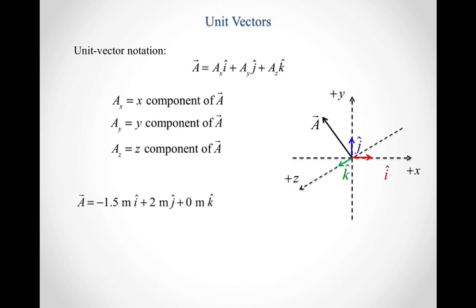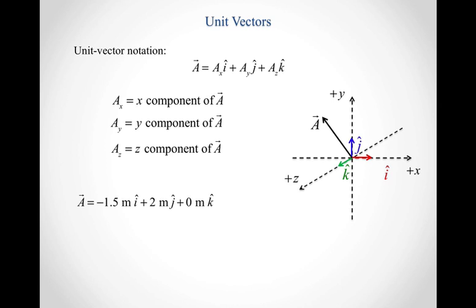Then if you think about a particular vector, here's an example, let's take this particular vector A that happens to be negative 1.5 meters i hat plus 2 meters j hat plus 0 meters k hat. Just for ease of drawing, I've let the z component here be 0. So this is a vector that lies in the xy plane, and it's got an x component of negative 1.5 meters and a y component of 2 meters.